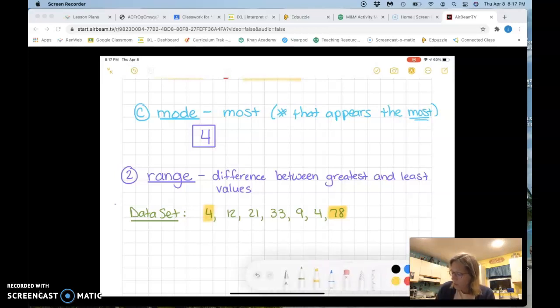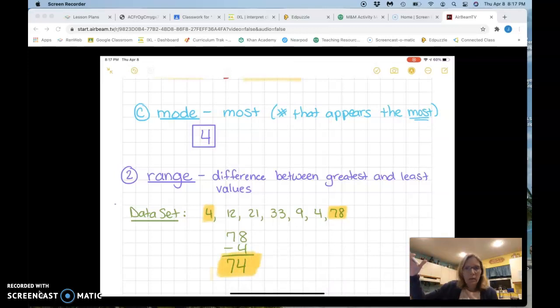So all I'm going to do is 78 minus 4, which is 74. So 74 is my range of data. Okay, the range is just the numbers that your data covers. So our data goes between 4 and 78, which is 74 numbers long.